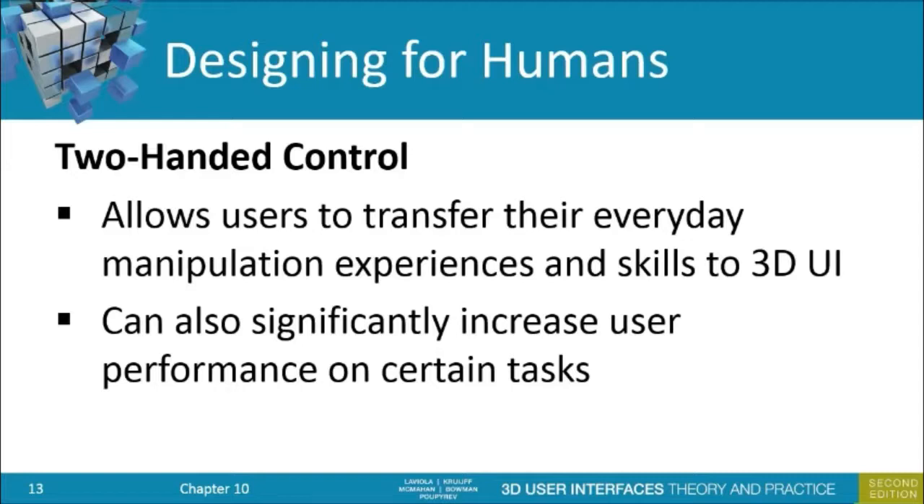So next is two-handed control. Two-handed control allows users to transfer their everyday manipulation experience and skills to 3D user interface. So they can also significantly increase user performance on a certain task. For example, driving. You use one hand for changing the gear, another hand to steer your steering. Other than that, we have pilots who use VR to learn piloting before they go out into the real world.